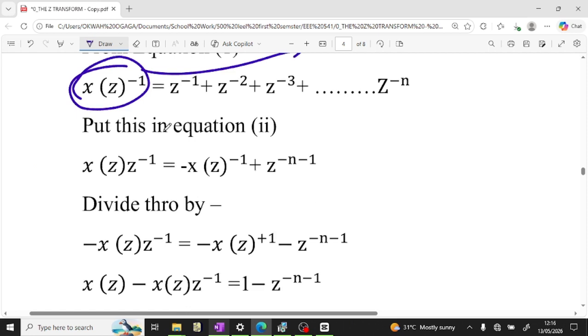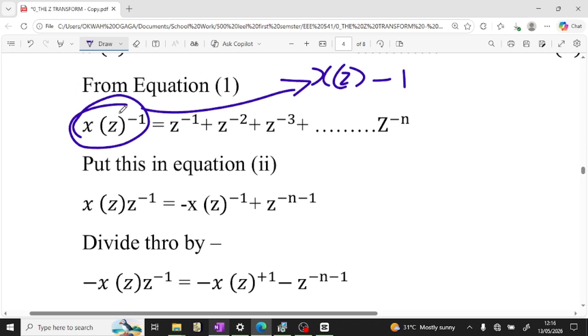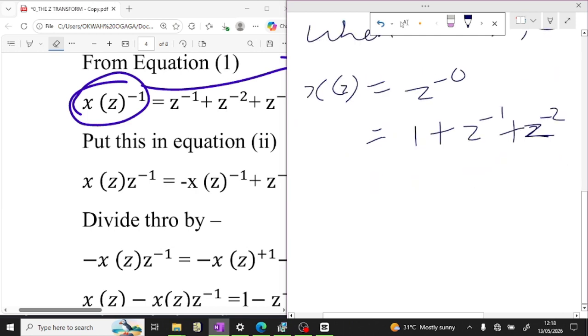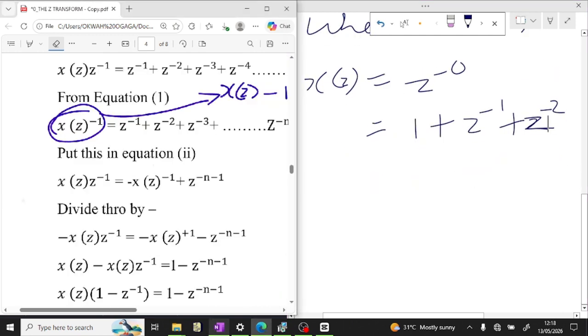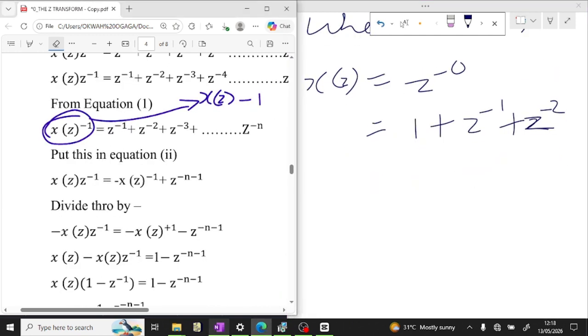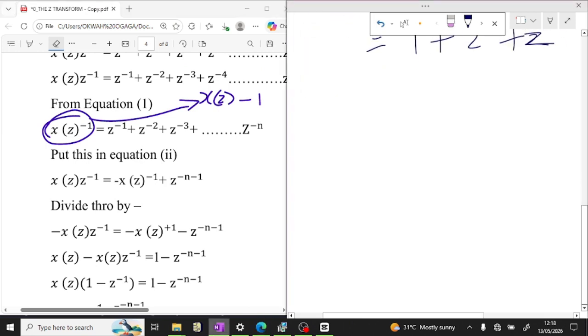So okay, that's the meaning of that. This should not be on top. This should be on the same line. So where are we now? Okay, so I said that thing should be what? X of z minus what? 1 is equal to what?